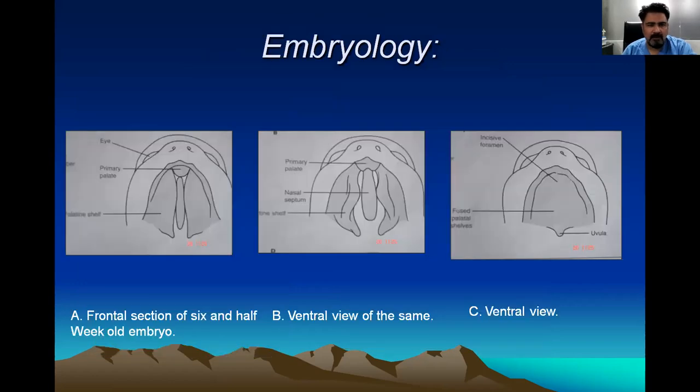During this formation in embryology, we can say the palatal formation happens step by step. The primary palate is there, then there are the palatine shelves and nasal septum, and slowly they come together and join in between. So any obstruction while joining in between may lead to a future cleft.